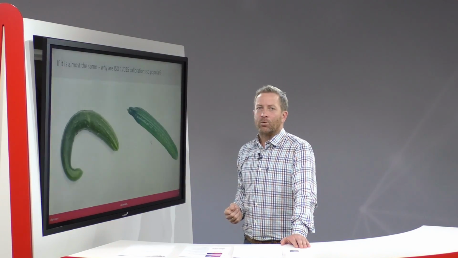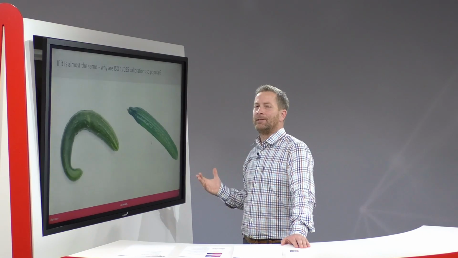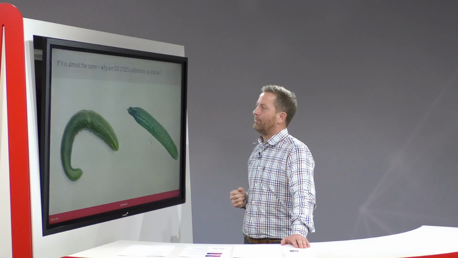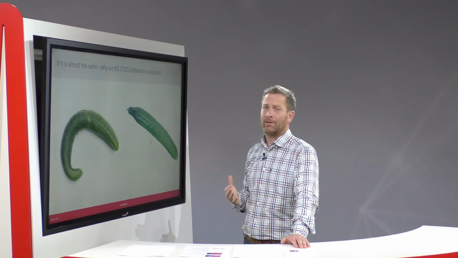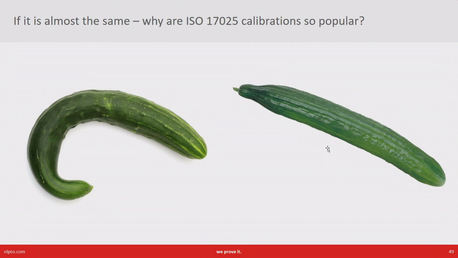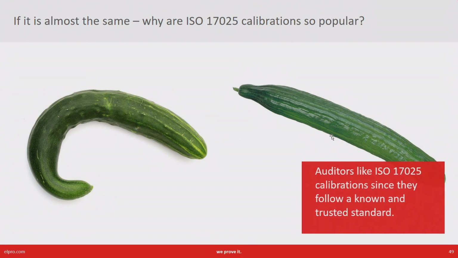Now, I often get the question, why are SAS or ISO 17025 calibration certificates so popular if it's almost the same? And the answer is really simple. The auditors like the ISO 17025 certificate because it's a known standard and therefore trusted.